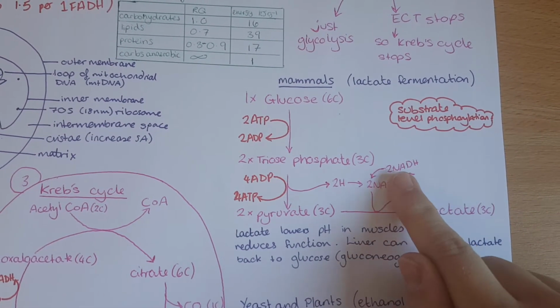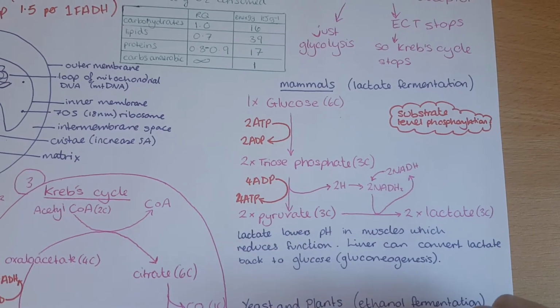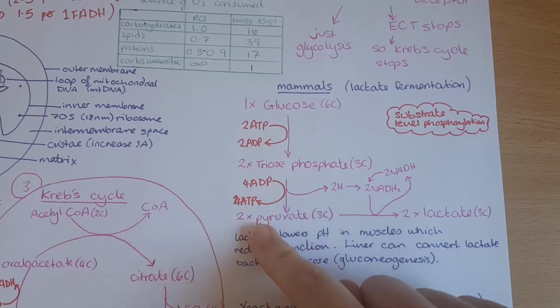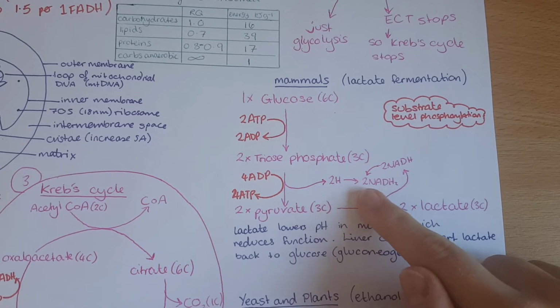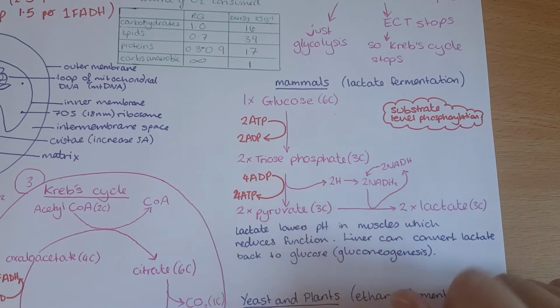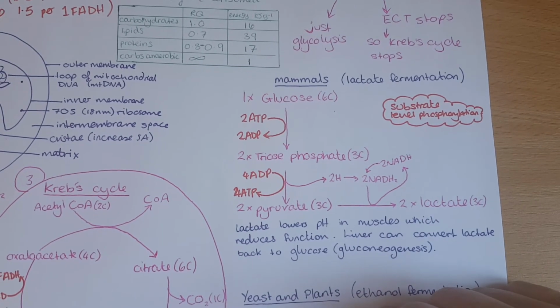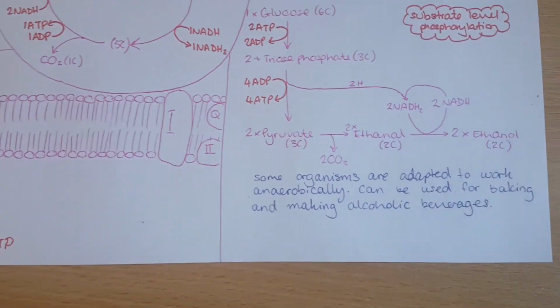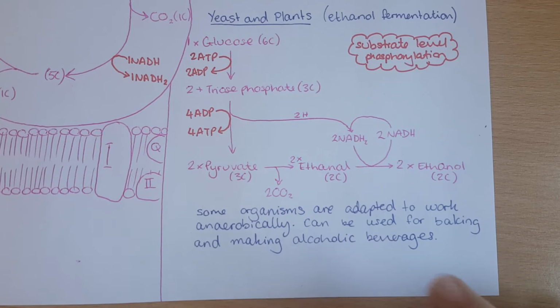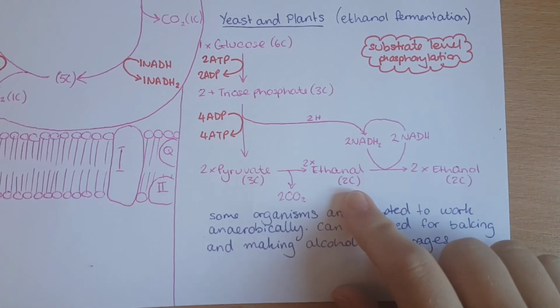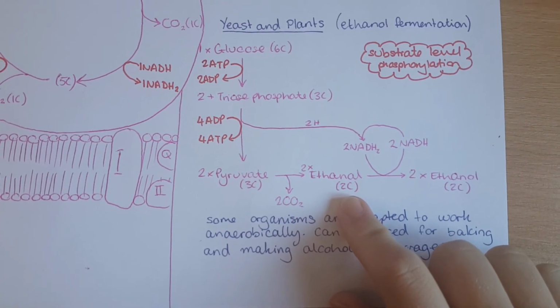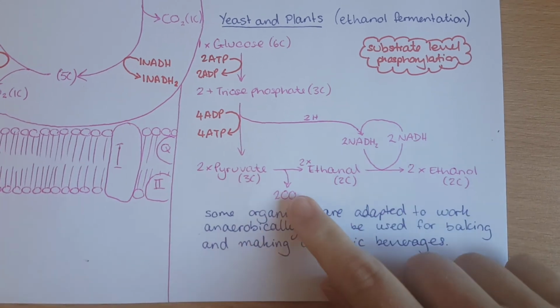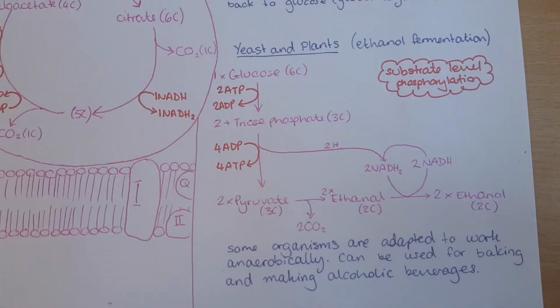We're still able to produce a little bit of ATP through substrate level phosphorylation, and it's all kept alive by this coenzyme NAD going back and forward, moving hydrogen around. Pretty much the same in yeast and plants, except the pyruvate's converted to ethanal, which is a 2-carbon molecule, and then to ethanol. It's got a waste product of carbon dioxide.